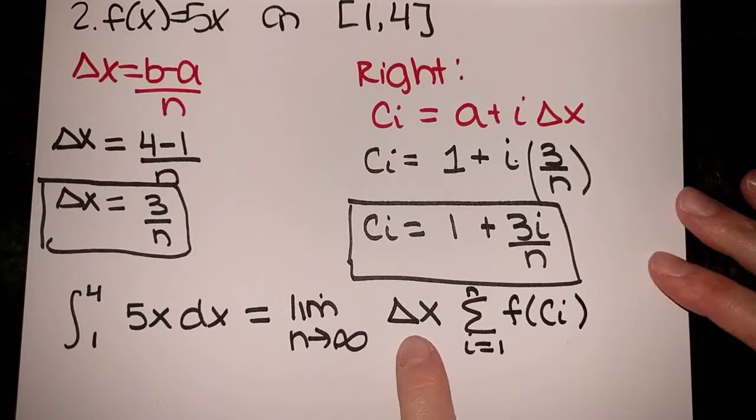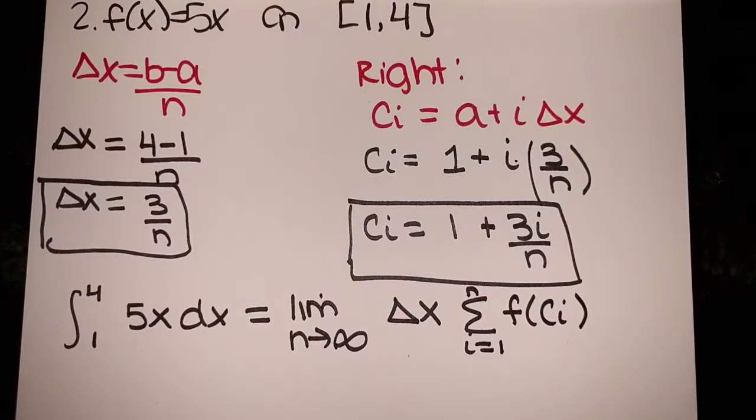And you could keep this delta x inside the summation, but here's the reality of the matter: every single time, because we're dealing with a regular partition, the delta x can come out in front of the summation. So I just kind of memorize it as delta x times that summation.